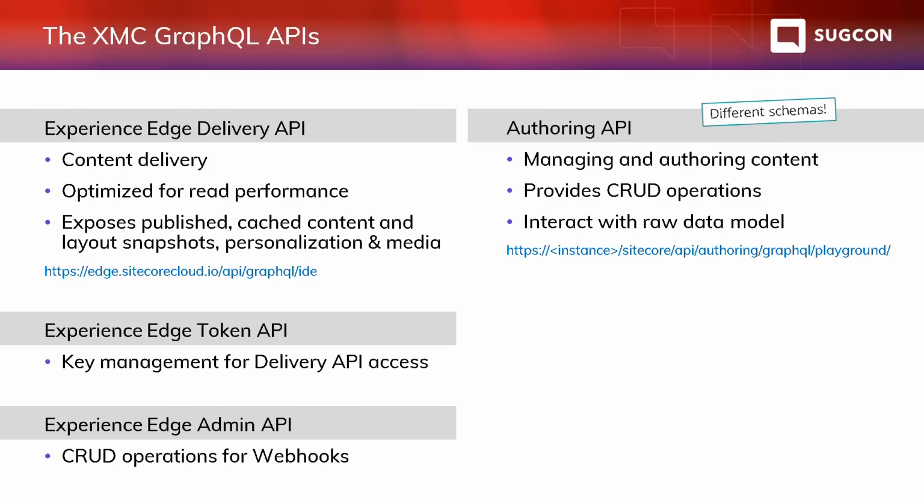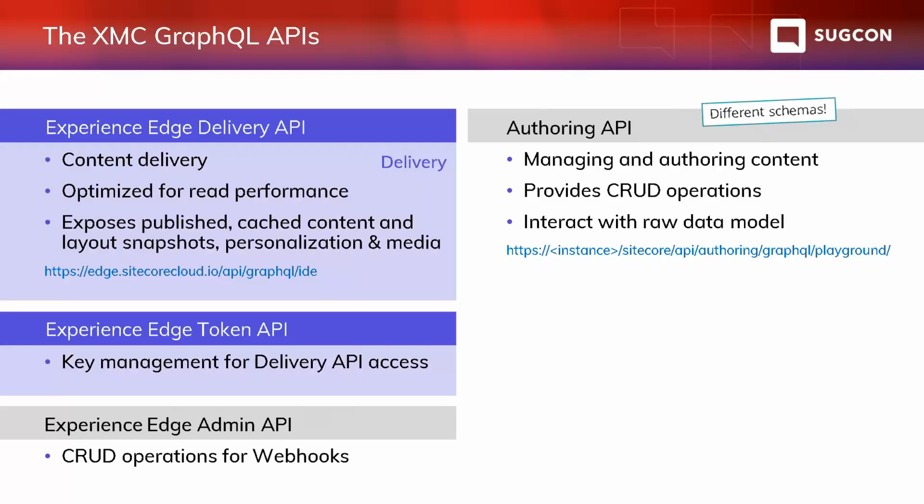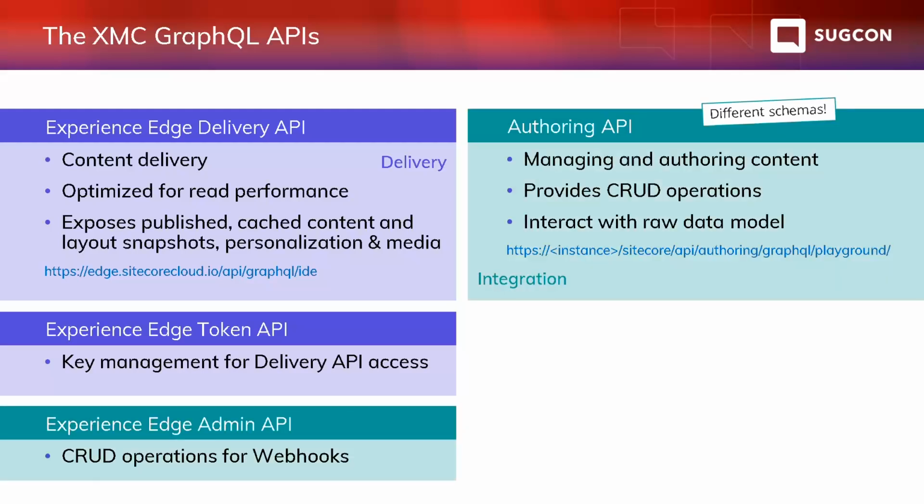So in a sense, we have Edge and we have authoring, but if you look at it from an integration perspective, we have the delivery APIs, because token is needed and used for creating your delivery API consumption. And we have the integration APIs that you can use to integrate with and to create functionality with. And these are the ones that you want to use, preventing that you actually need to deploy anything to Sitecore.